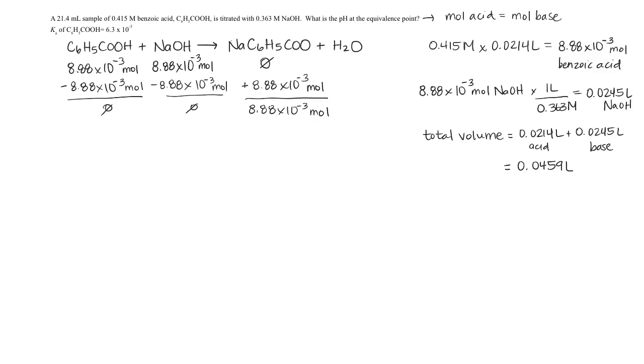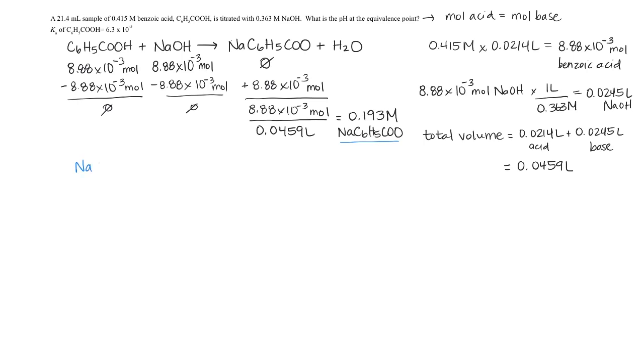To find the concentration of the salt, we divide the moles of sodium benzoate by the volume, and we get 0.193 molar sodium benzoate solution. Now we have to find the pH of the salt produced during the titration.